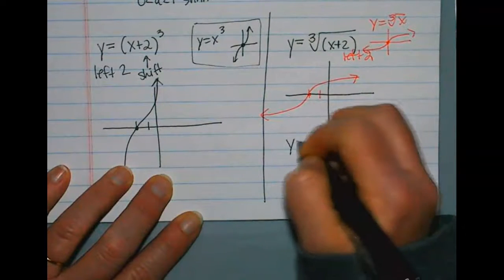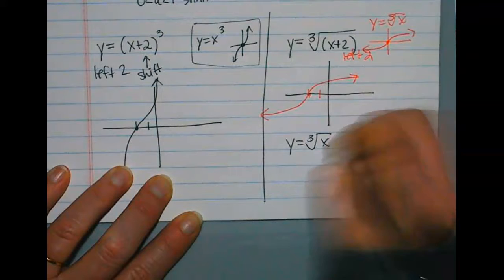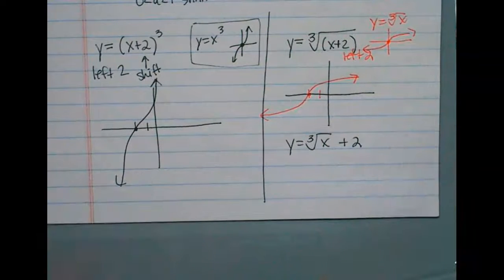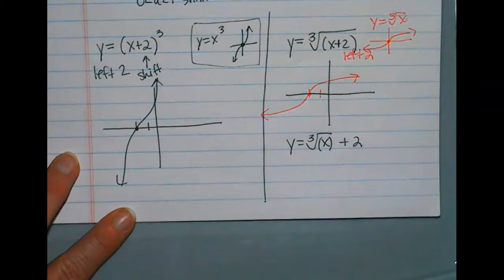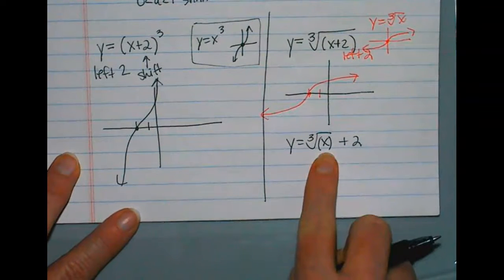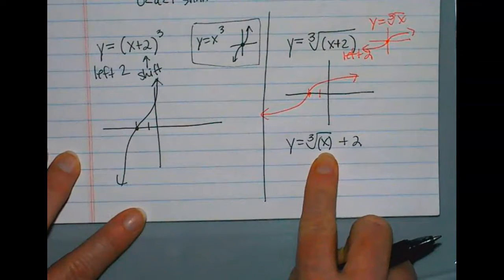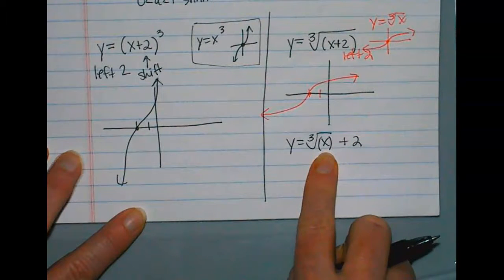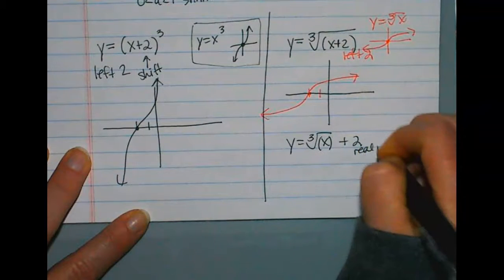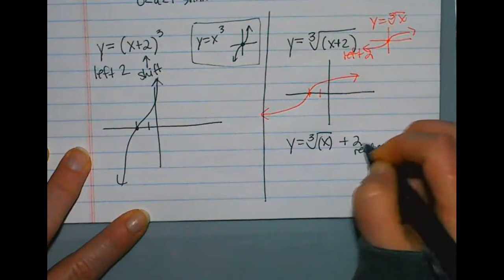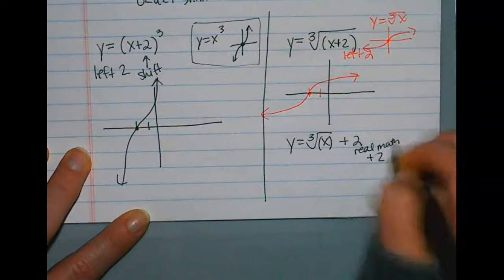I'm going to do y equals the cube root of x and put the plus 2 on the outside. So the plus 2 on the outside, this is like parentheses, and I wrote the parentheses in there. This has 0 shift left and right. So this doesn't move anywhere left and right. But this number on the outside is real math, and it moves it vertically up 2.